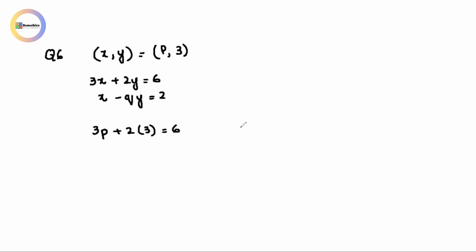Then the second equation is x minus qy. In place of x, you will be substituting p, and in place of y, you have to substitute 3. So we have here 3p plus 6 is equal to 6, and here we have p minus 3q is equal to 2, as it is given 2 here.